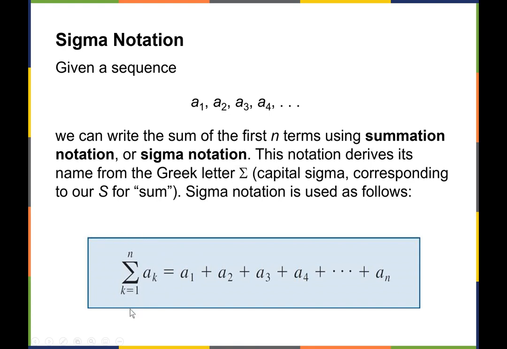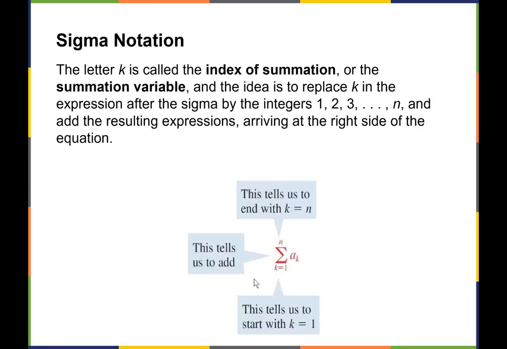So this is my sigma notation. This says we're going to sum the sequence a_k from k equals 1 to the value n. So it's equal to A1 plus A2 plus A3, et cetera. Let's talk a little bit more about the different parts of the notation. The letter k down here is called the index of summation or the summation variable. That's the value that changes. It starts with 1 and goes all the way to the value of n. The idea is that you replace each of these values in your k over here. First it's valued at 1, then it goes to 2, all the way up to n. The fact that it's a sigma tells us to add these all together.